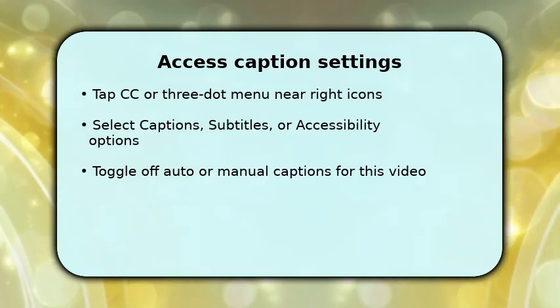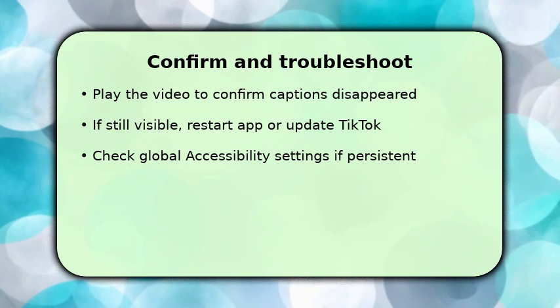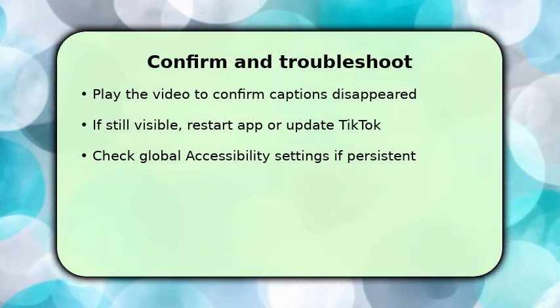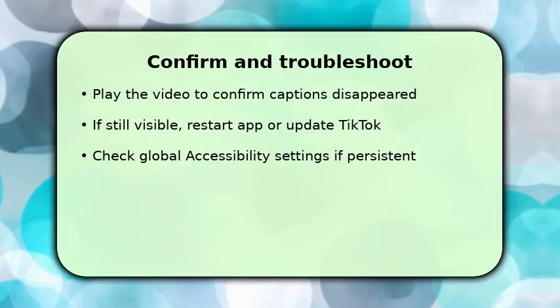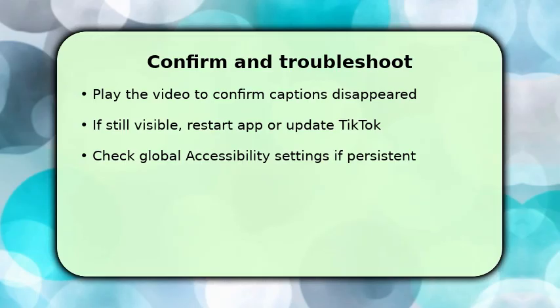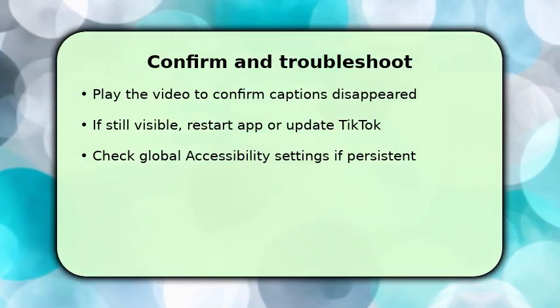After turning captions off, play the video to confirm they are gone. A brief seek forward confirms the change. If subtitles remain, close and restart the app, because some versions need a refresh to apply the toggle. Make sure TikTok is up to date. Outdated builds sometimes ignore caption commands.